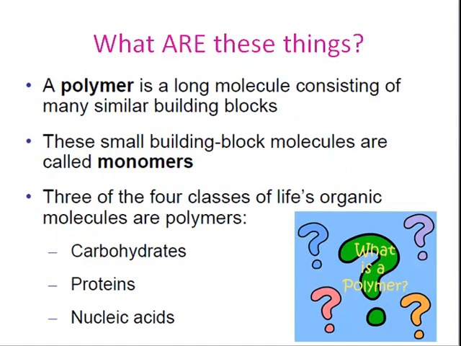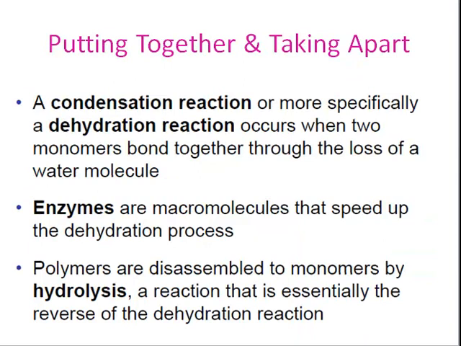Well, what are these things? A polymer is a long molecule consisting of many similar building blocks. These small building block molecules are called monomers. Three of the four classes of life's organic molecules are polymers: carbohydrates, proteins, and nucleic acids.